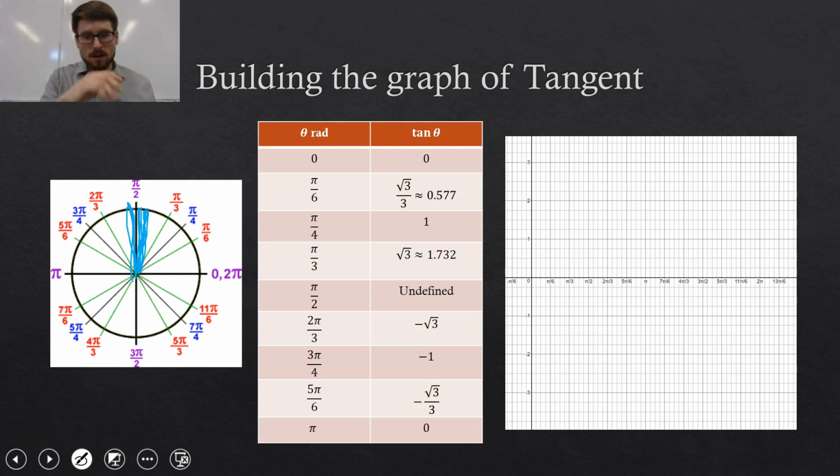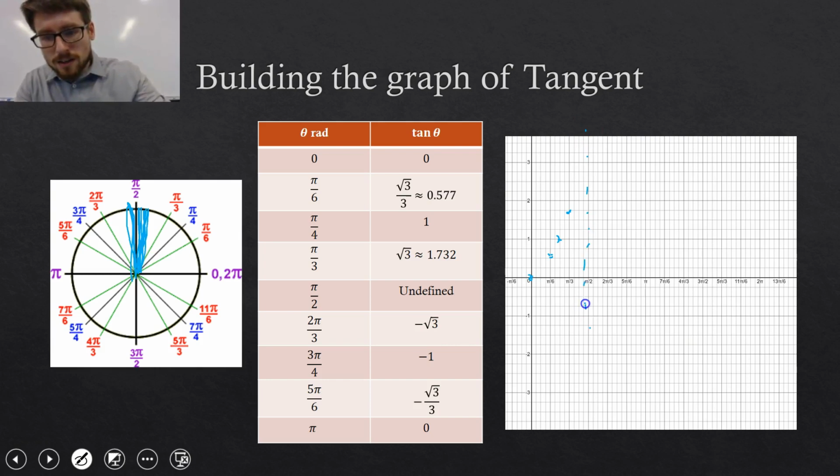Everything else in between, we should be able to graph just fine. So we have 0, 0 on our graph, pi over 6, 0.577, so we'll go ahead and graph that one. That's about here. Pi over 4 is equal to 1. Tan of pi over 3 is about 1.7, this-ish. Pi over 2 is our vertical asymptote.